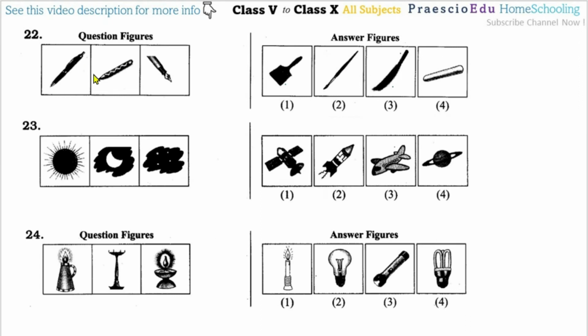Now question number 22. This is the pen, pencil, or fountain pen. These are writing tools. For this, chalk is a writing tool which can be used on a blackboard. So for question number 22, option number 4 is the correct one. Question number 23. This is the sun, moon, and stars, so the same category. Option number 4, Saturn, is a planet. So option number 4 is the correct one.